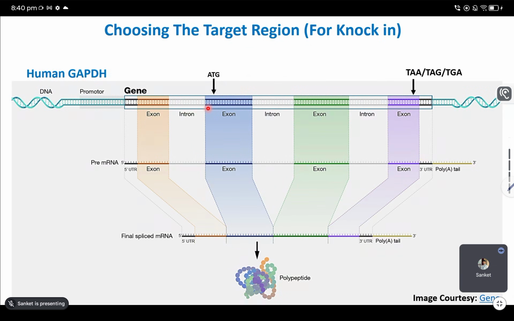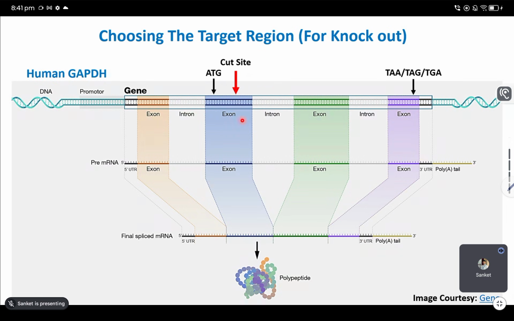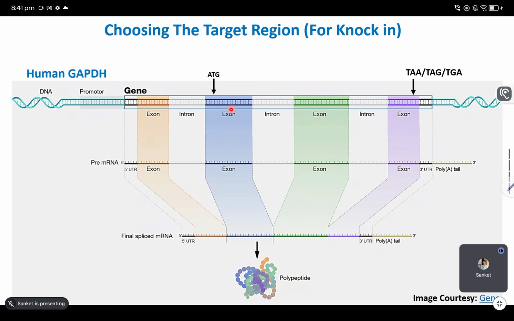Now next, for knock-in. For knockout, as you can see here, we are trying to do a frame shift, but in knock-in, we are trying to do precise integration of a foreign gene into this already existing gene. So this is where the N terminus and C terminus come into play. As the ATG starts from here, the protein coding sequence starts here. So once the protein is formed, this site will be the N terminus part, whereas near the stop codon, this will be the C terminus part. Imagine this is the N terminus and somewhere here is the C terminus. I hope you guys can picture it in your mind.